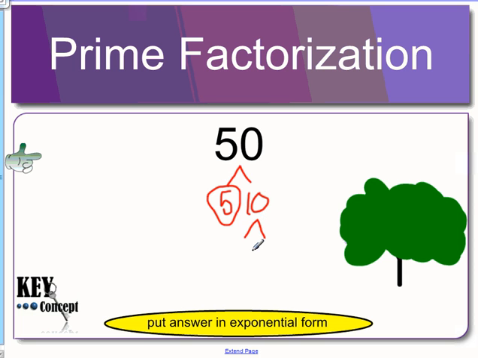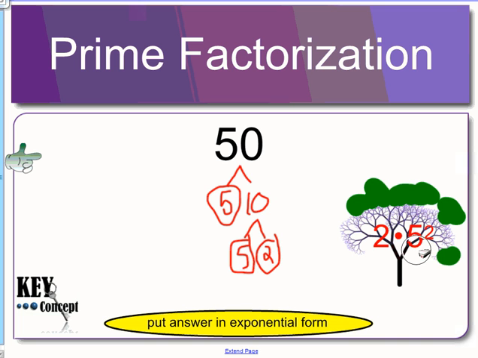I often like to circle my prime numbers just to keep it a little bit more organized. I then can break down 10 into 5 and 2, and these are also prime numbers. So then I know that my answer would be 2 times 5 times 5, or we can also write it as 2 times 5 squared. It's often better to do it in exponential form, meaning putting doubles into exponents or triples into exponents, just because it eliminates the amount of writing you actually have to do. Okay?